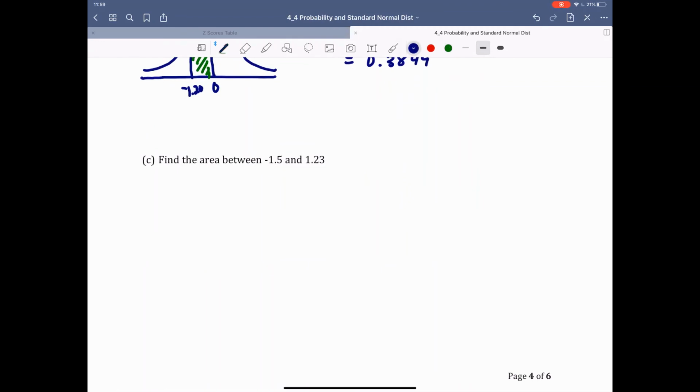Okay, in the next one, we want the probability for z being between -1.5 and +1.23. And you can see, if we didn't draw a diagram, it'd be hard to know what we're looking at exactly. So we have 0 in the middle, and then we have -1.5, and then we have +1.23. And we actually want the combination of those two areas. Okay, so let's look up 1.23 on our table.